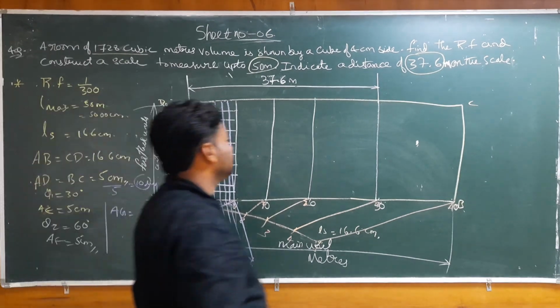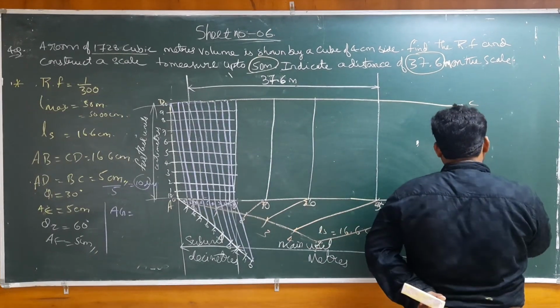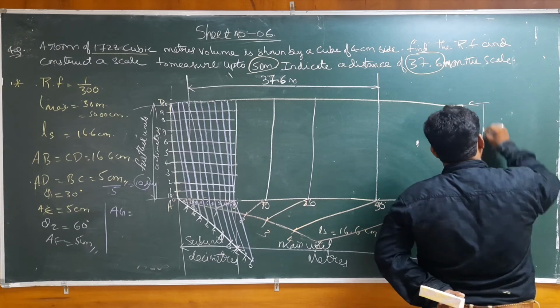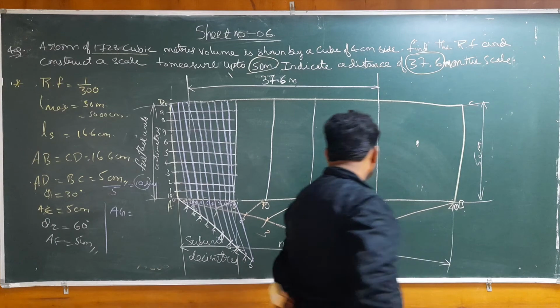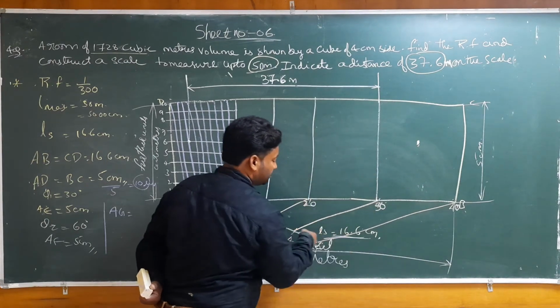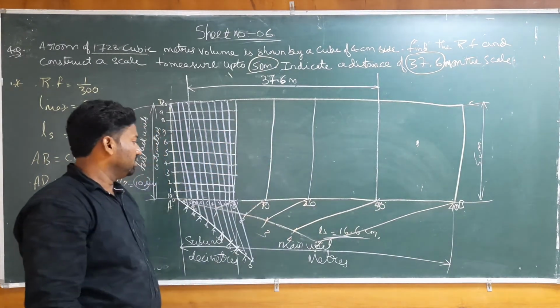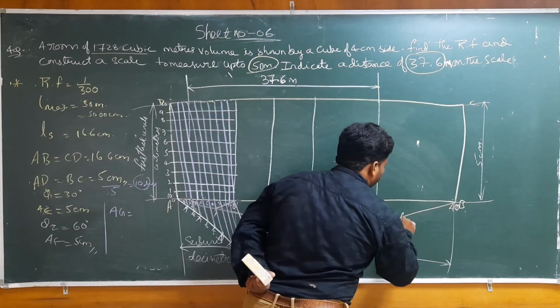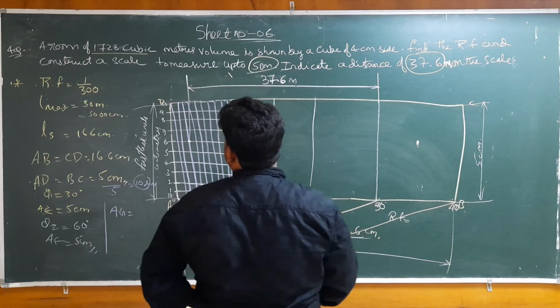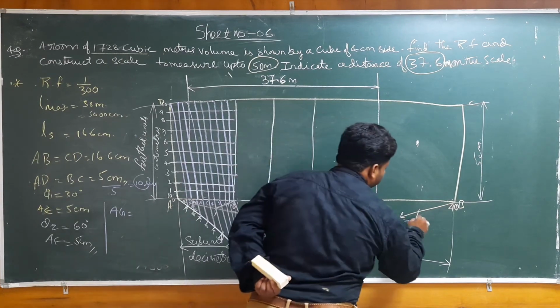We have taken the values. One more time, I will give the dimensions here. I will mark here: the width is equal to 5 centimeters and the length of the scale is equal to 16.6 centimeters. So here we have to give the RF. RF is equal to 1 by 300.